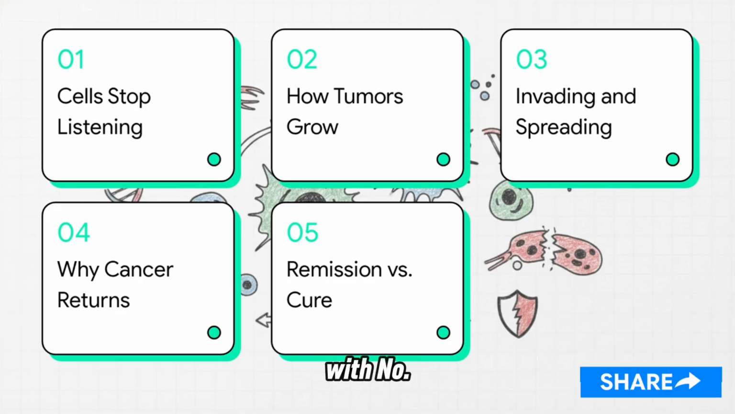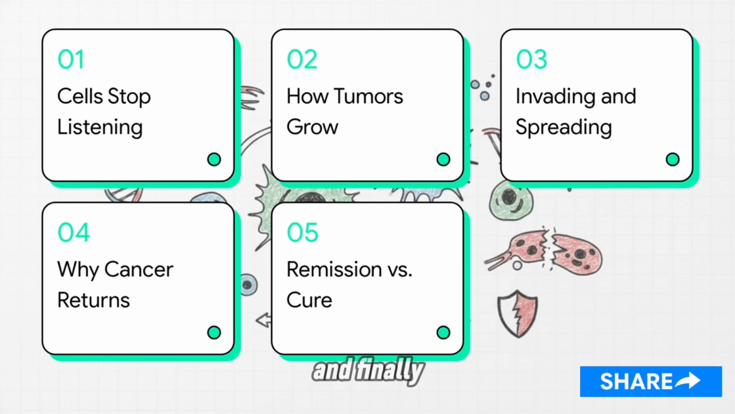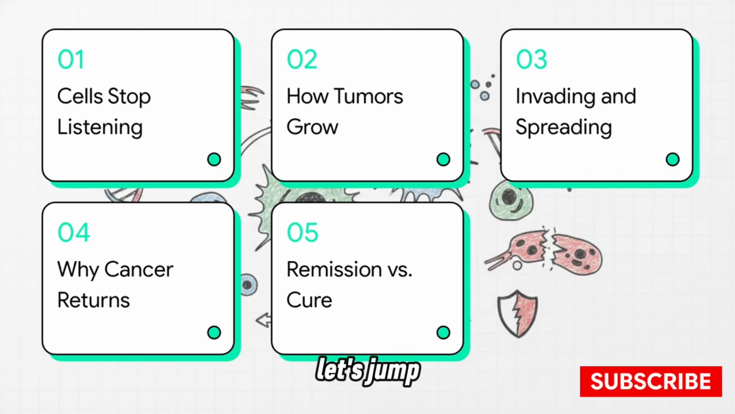We'll start with number 1, when cells stop listening. Number 2, how cancer tumors grow. 3, invading and spreading. 4, why cancer can return. And finally, number 5, remission versus cure. All right, let's jump right in.